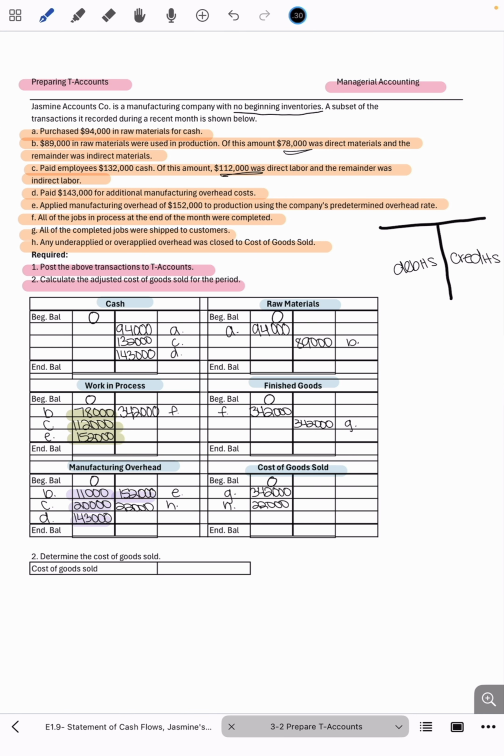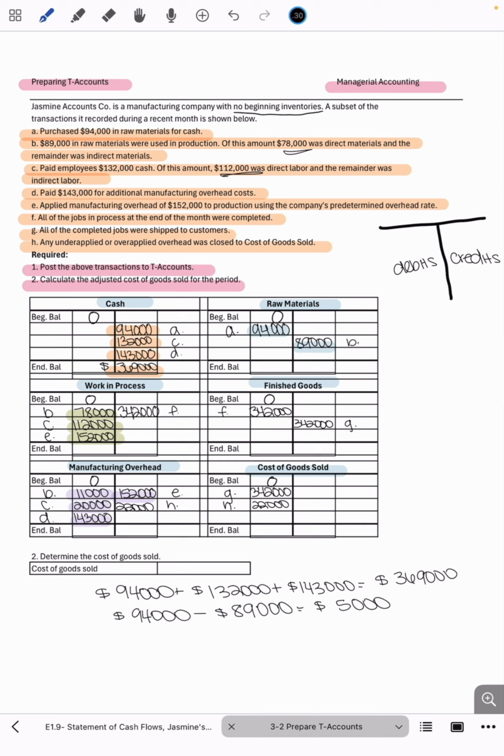So let's start with cash. So I'll just write it here. 94,000 plus 132,000 plus 143,000. That's going to be 369,000, and that is our total. Okay, let's go over to raw materials. We're going to take that 94,000 and subtract it by the 89,000. It's going to give us 5,000. Okay, and that will go right here, 5,000. That one's done.